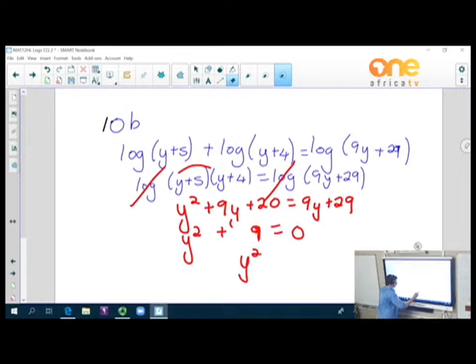So y squared is equal to 9, and y is then equal to plus or minus 3. Remember, if you root it, you need that plus or minus there.